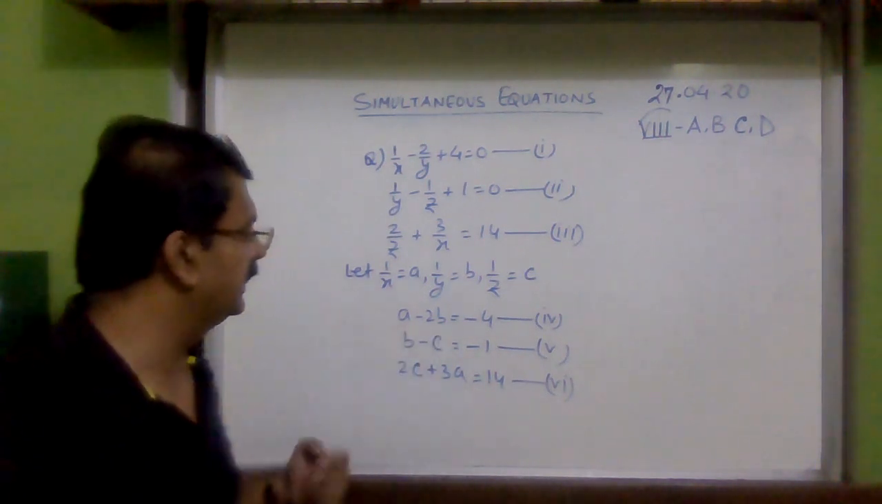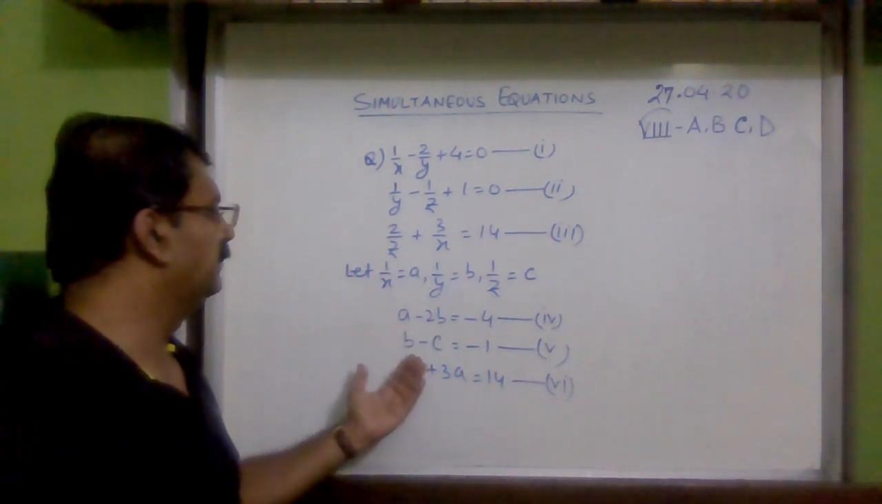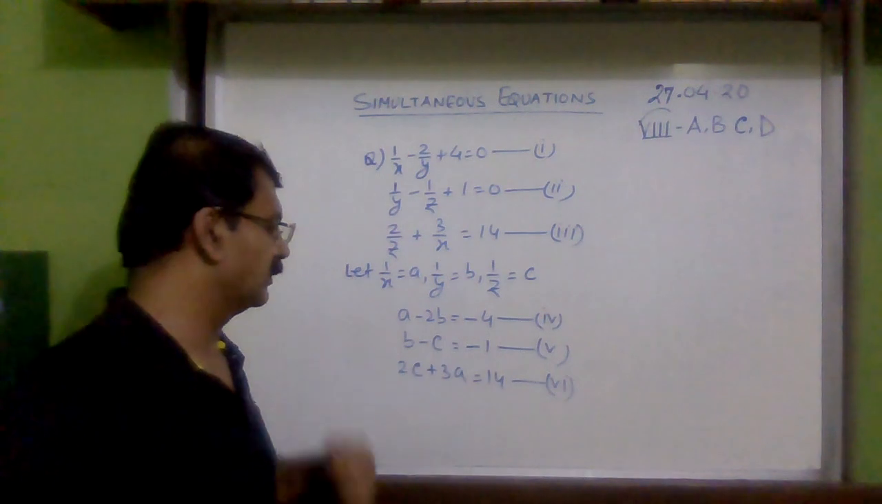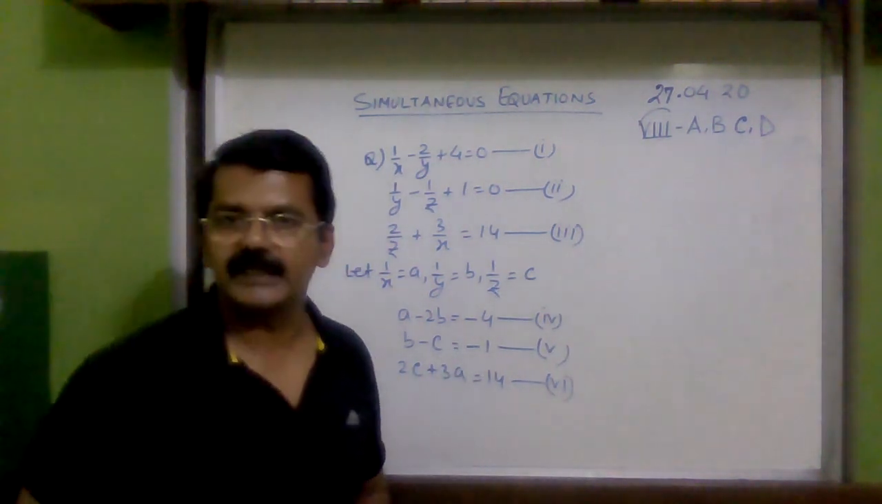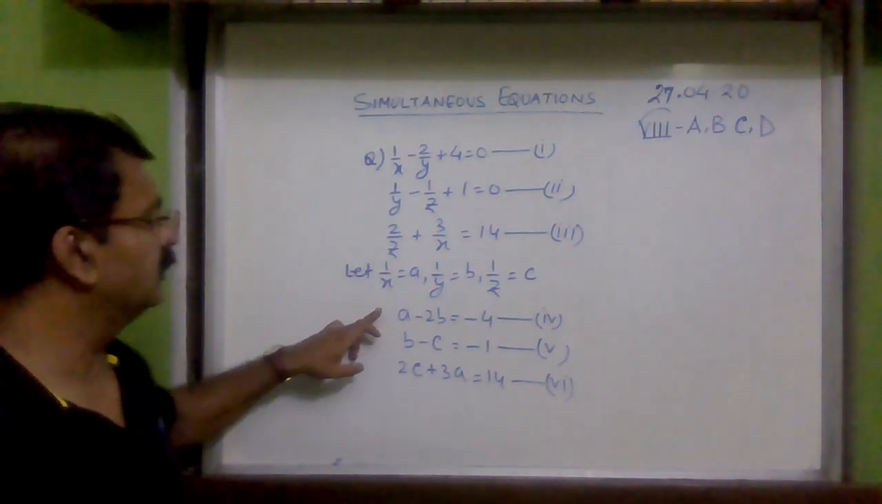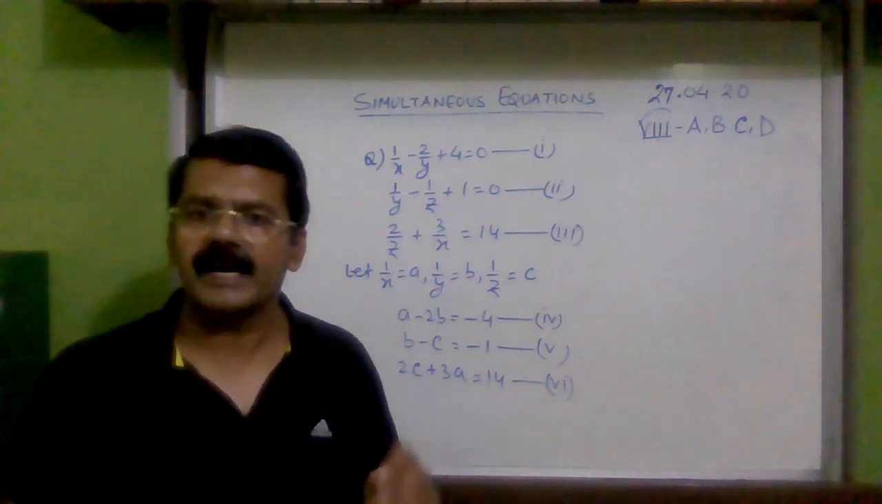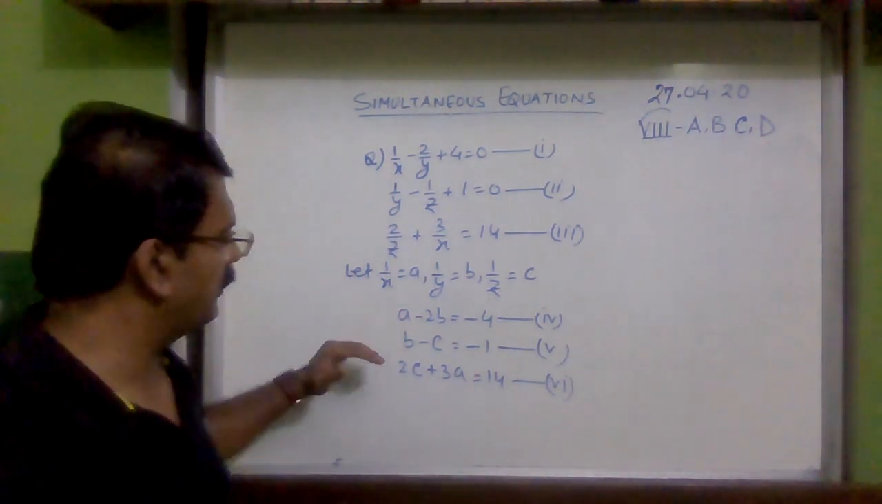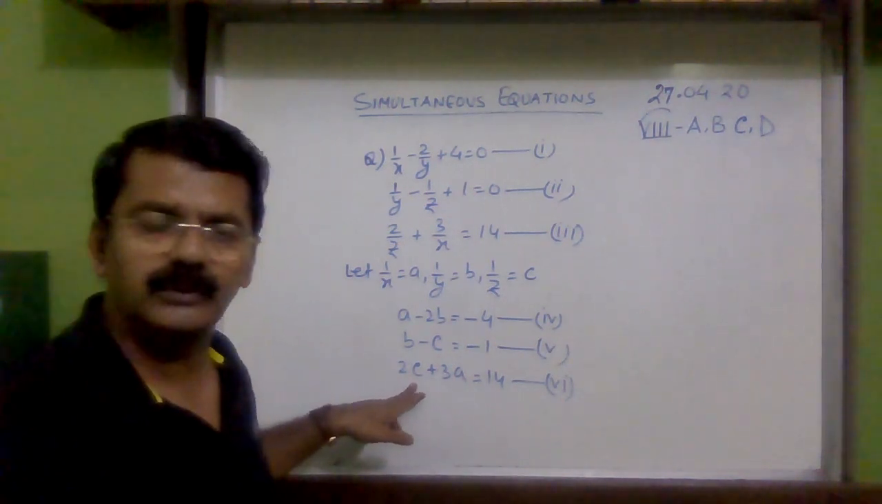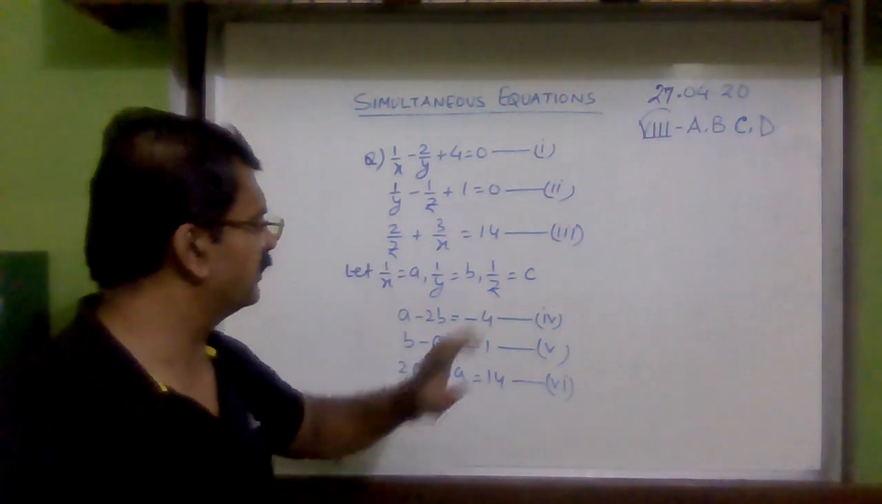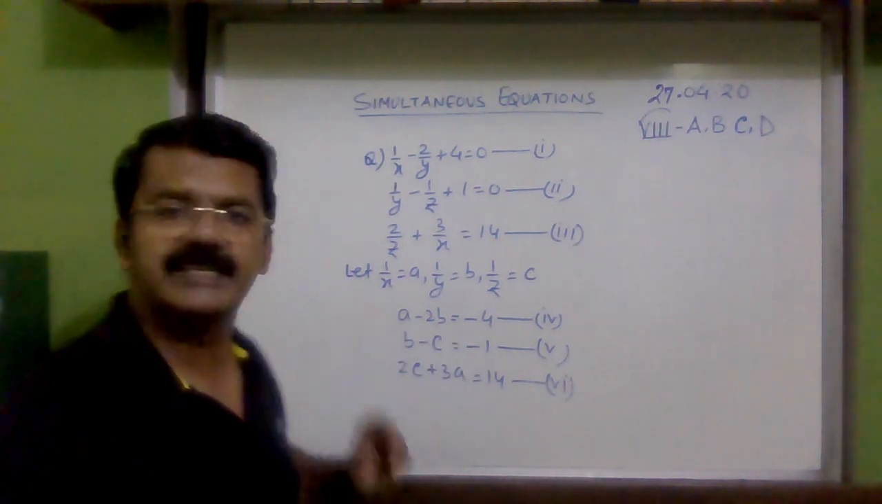A minus 2b is equal to minus 4, b minus c is equal to minus 1, and 2c plus 3a is equal to 14, that is equation number 6. You can see the fourth equation is only in A and B, no C is there. So from the fifth and the sixth you eliminate C. Here the coefficient of C is 2, so you multiply equation 5 by 2 so that C is eliminated.